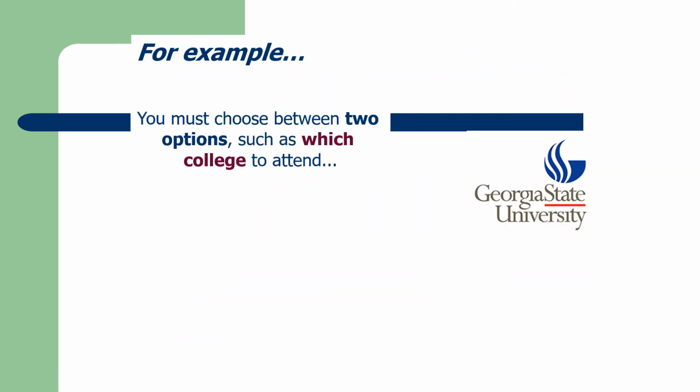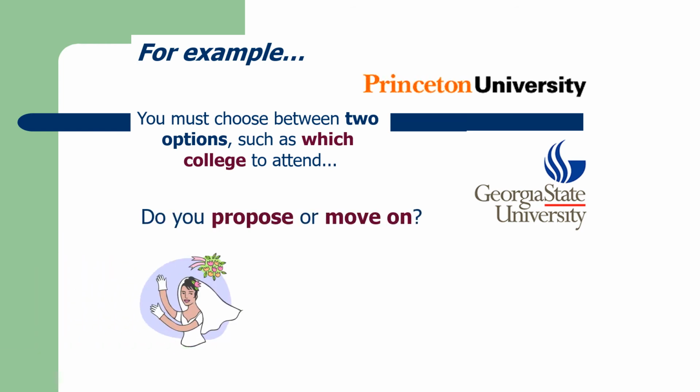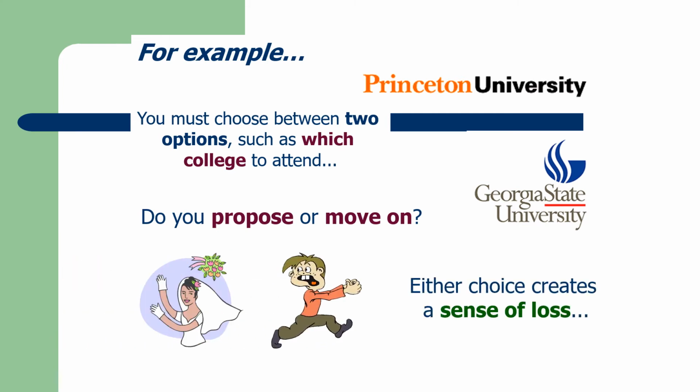An example that would be relevant to where you are in your life potentially now is if, let's say, you have a serious relationship with somebody and you've been dating them for many years, and you're making a decision whether or not you should propose. At the same time, you are given an opportunity to, let's say, go to grad school, and Georgia State is saying, yes, we will give you a tuition waiver if you come here. However, Princeton is also offering you a tuition waiver.